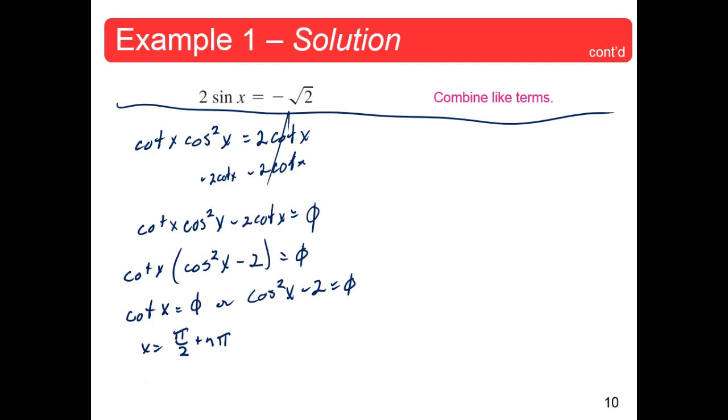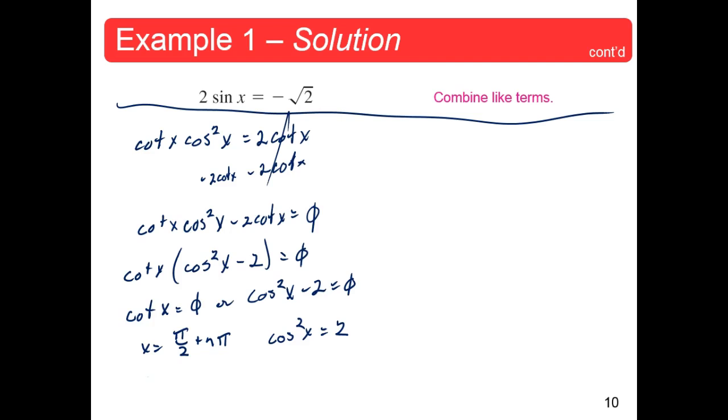What's the other possibility? That's for this 0. How about the other one? Second? Okay, in other words, you're saying cosine squared x is equal to 2. In other words, add 2 to both sides. Is that what you said to do? Okay. Now, where is that true?